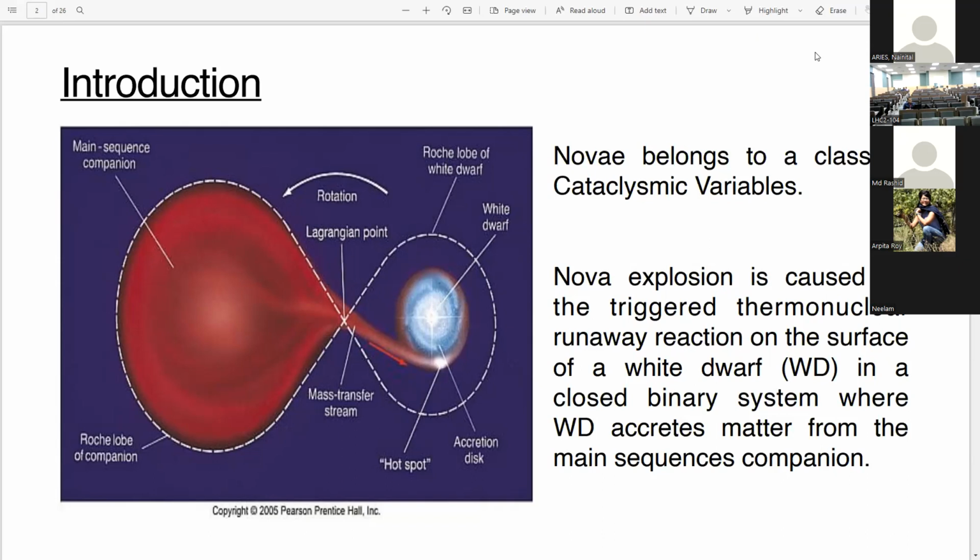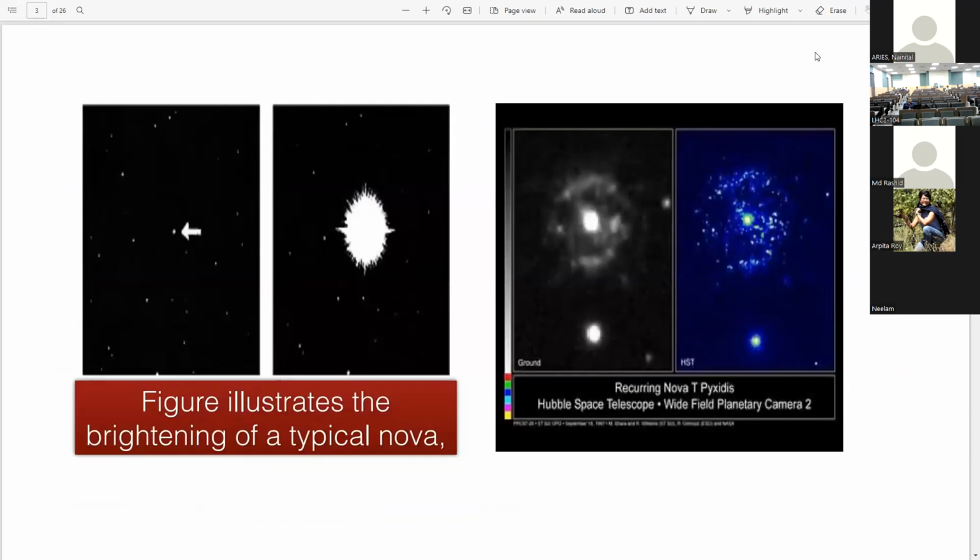A nova outburst is observed as a sudden increase in the brightness of a star, which is followed by a decline. Here is a figure which illustrates the typical brightening of a nova. Before outburst, we see very little brightness of the star. Just after an outburst, the brightness of the nova increases.